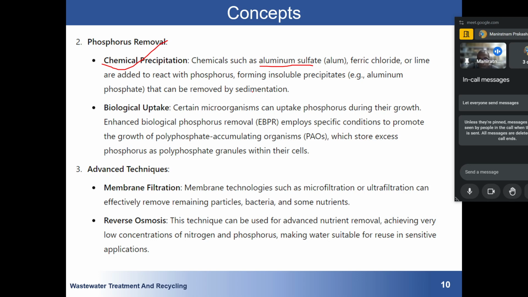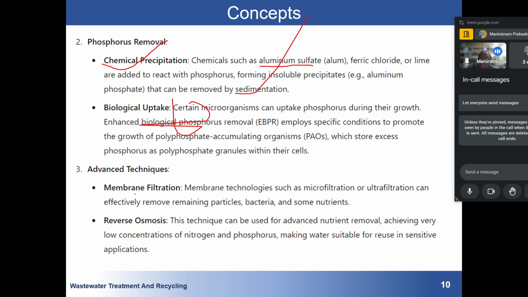Then ferric chloride is also used. Lime also reacts with phosphorus, forming an insoluble precipitate, for example aluminum phosphate, that can be removed by sedimentation. Another process is biological uptake, but generally it is not followed, because it is not an economically viable option, since we have lakhs of liters of water. Certain microorganisms can take up phosphorus during their growth. Enhanced biological phosphorus removal employs specific conditions to promote the growth of polyphosphate accumulating organisms, which store excess phosphorus as polyphosphate granules within their cells. So this is also one process, but generally it is not preferred.